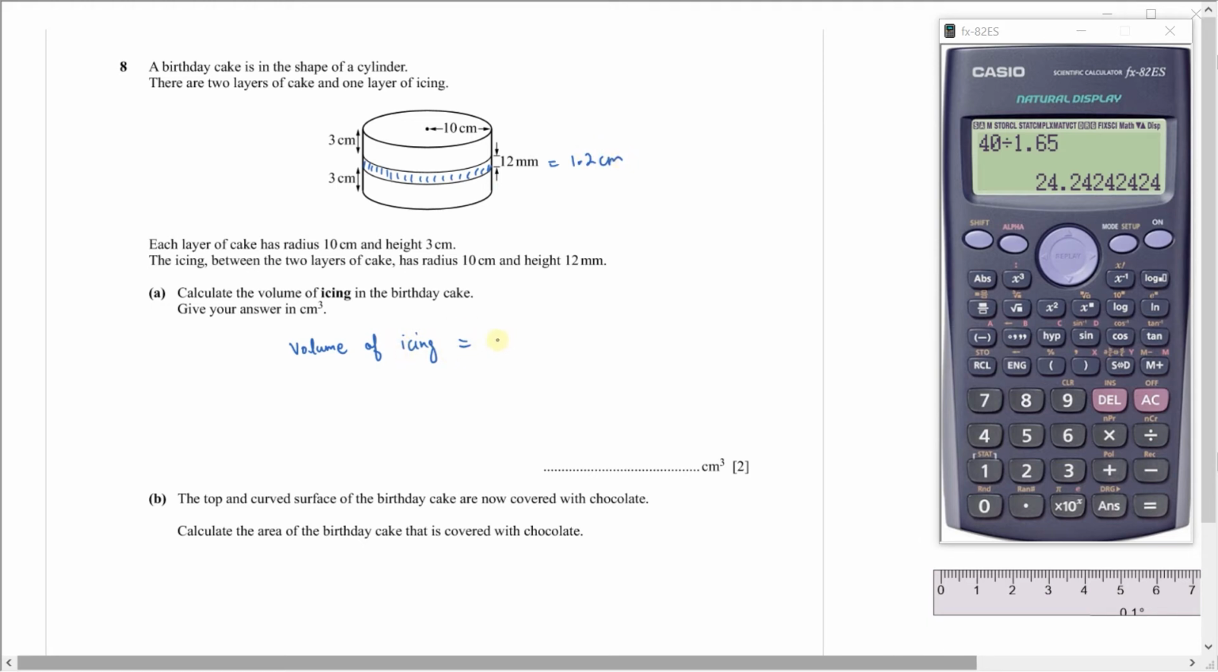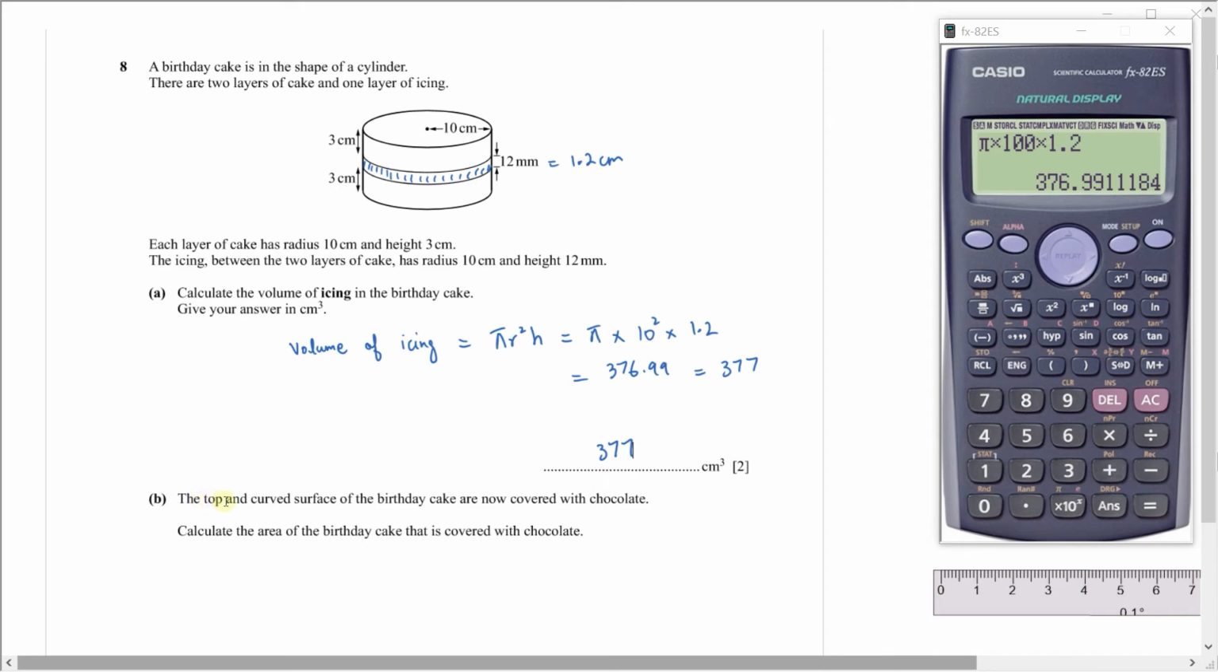So volume of icing will be simply the volume of a cylinder, which is pi r square h. So pi into radius, which is 10 centimeters. You're also given here that the icing has radius 10 and height 12. So 10 square into 1.2 centimeters, which is the height. So pi into 100 into 1.2 is 376.99. I can write it up to three significant figures as 377 centimeter cube.